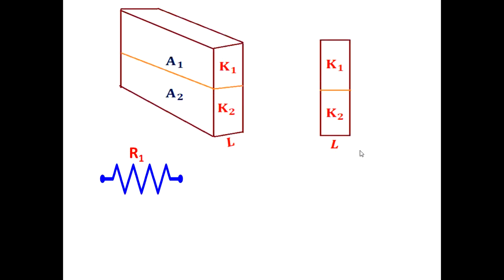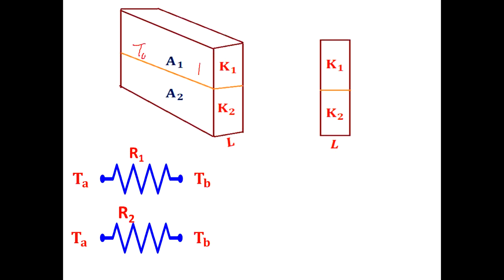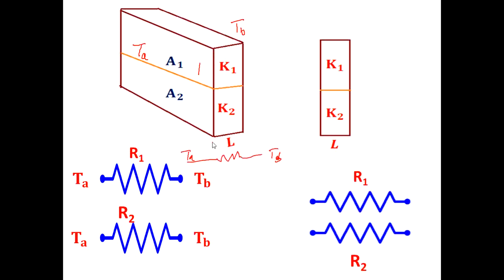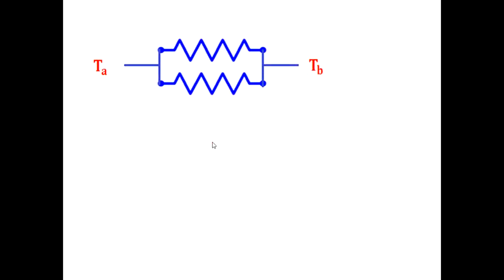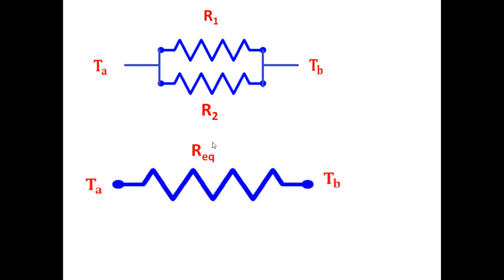The thermal resistance at this point will be R1, and the thermal resistance here will be R2. Next, you write the temperature difference, TA and TB. R1 and R2 both are in parallel. I'll write the equivalent thermal resistance.